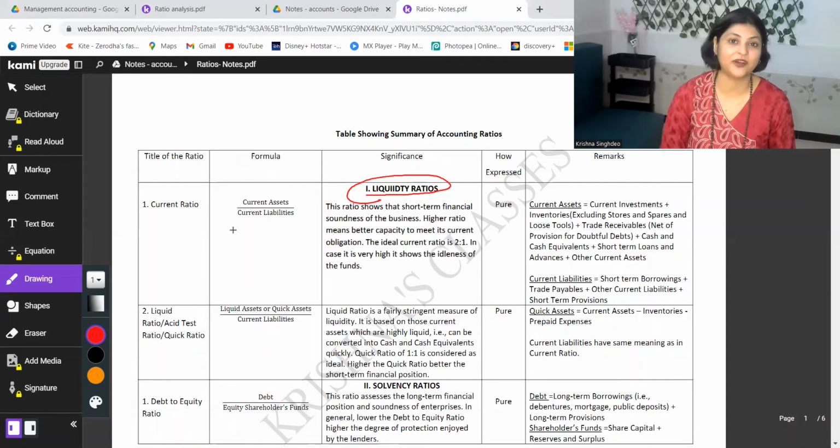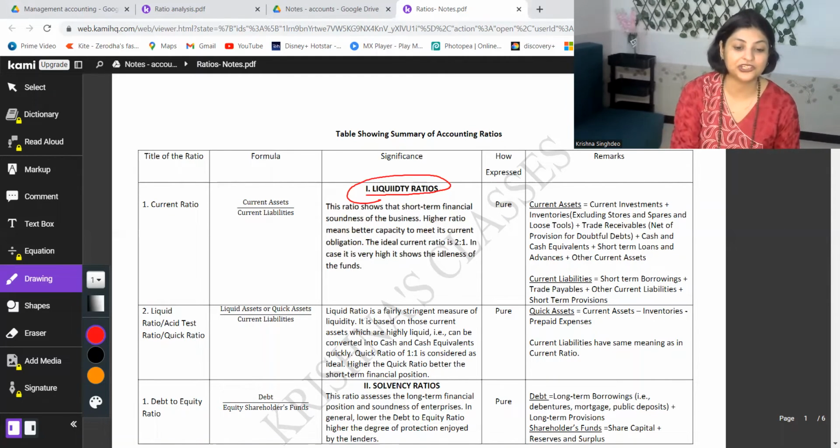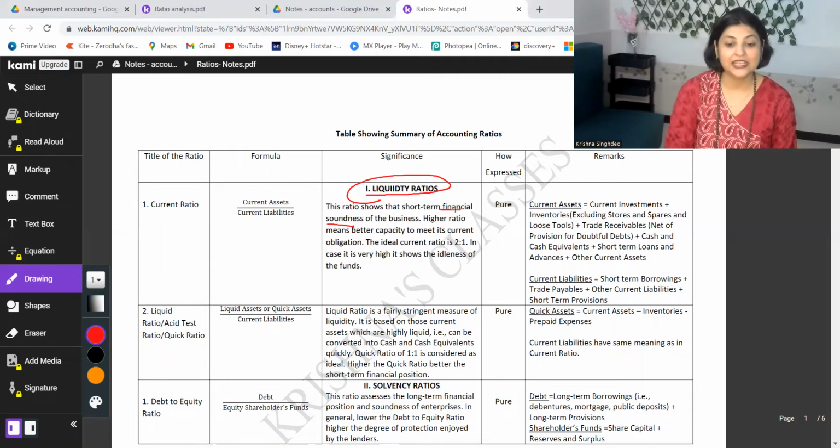And what do we get? Why are we calculating this ratio, which is very important to know? The ratio shows the short-term financial soundness of the business. A higher ratio means better capacity to meet current obligations, and the ideal ratio is 2:1. But remember one thing, too much liquidity in hand is also not good. So too high a ratio is not considered to be good. It means your cash is a big item.